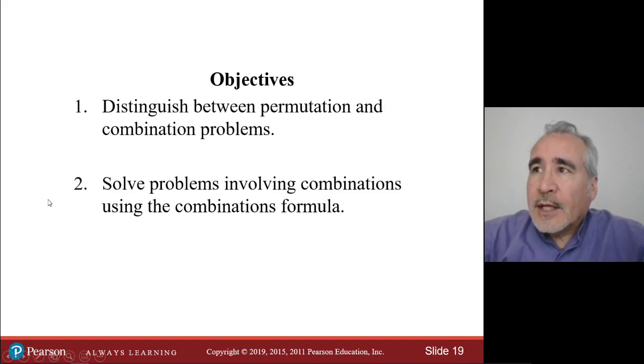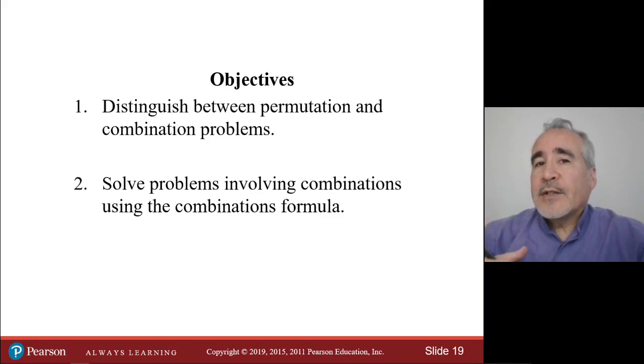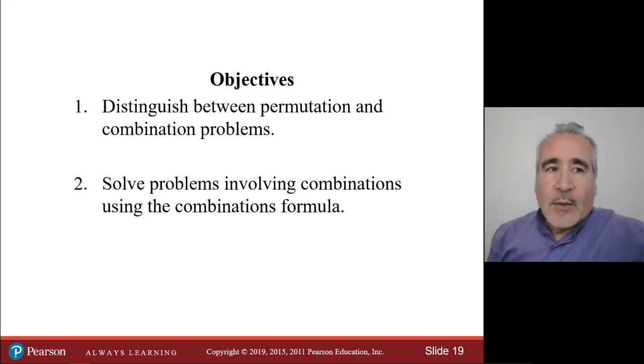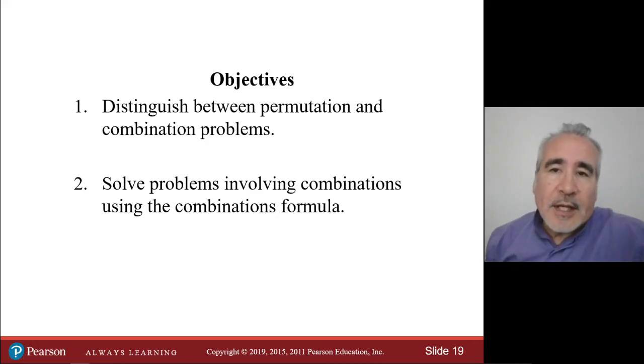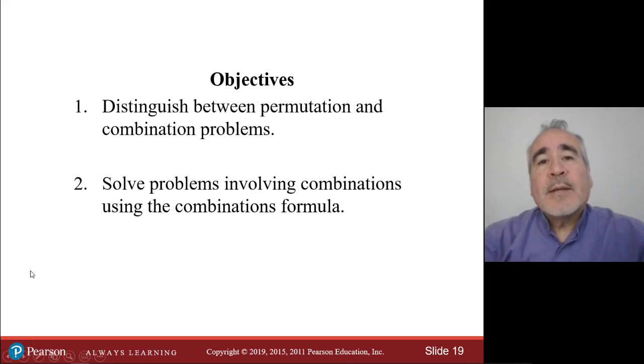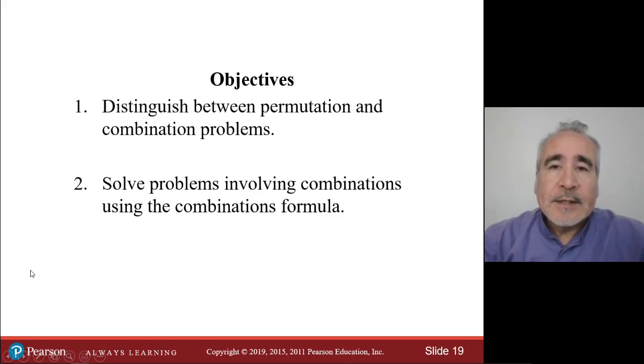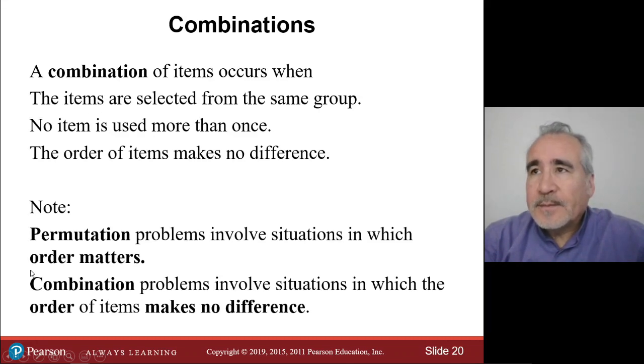As we look at combinations, we need to be able to tell the difference between a situation that requires a permutation, order important, and one that requires a combination, order not important. We will then solve some problems involving combinations and the combination formula. And again, we'll be able to get by without that formula as we come to understand it, just as we did with the permutations.